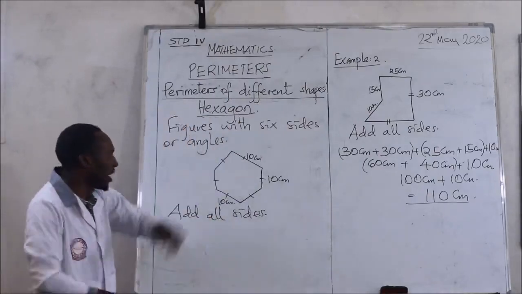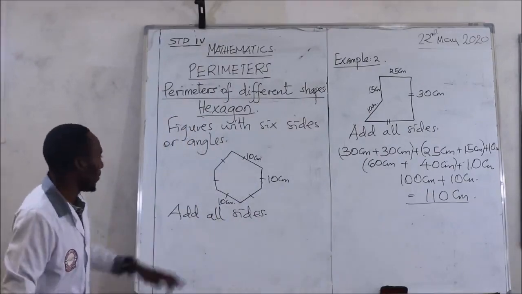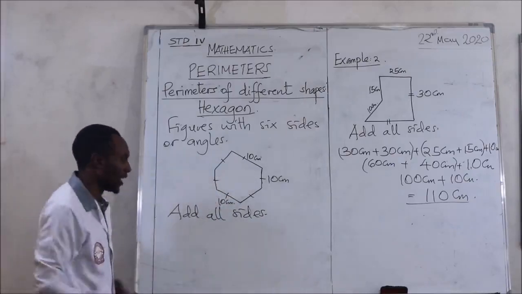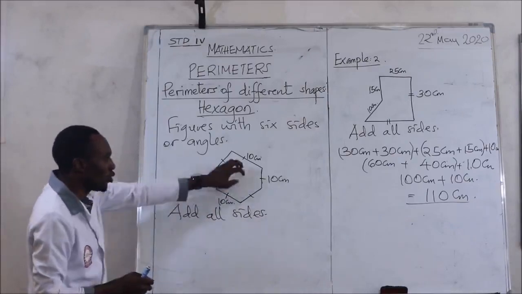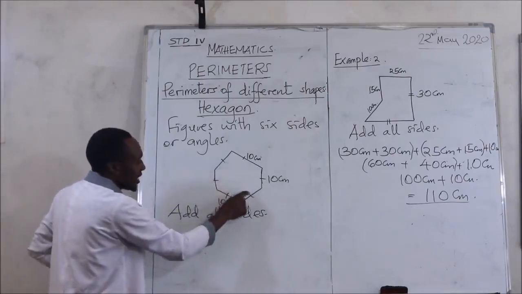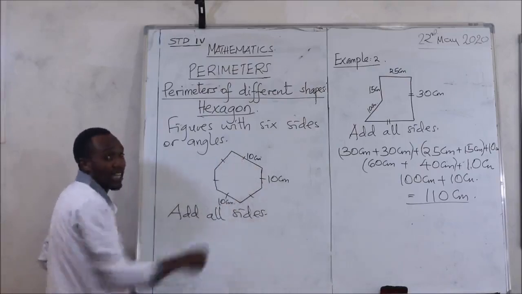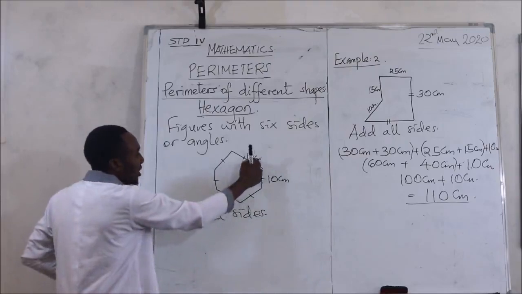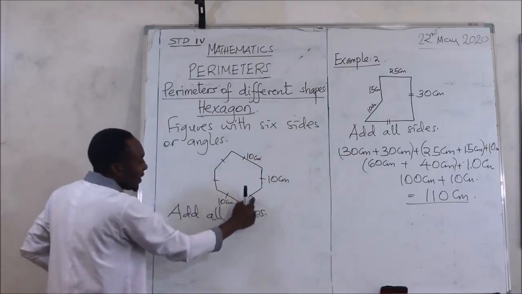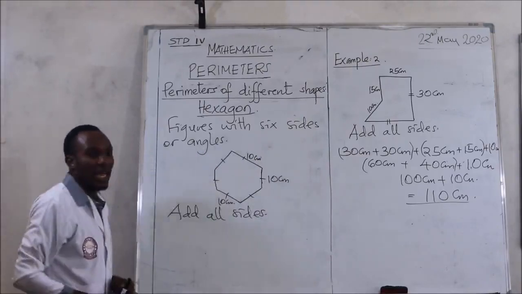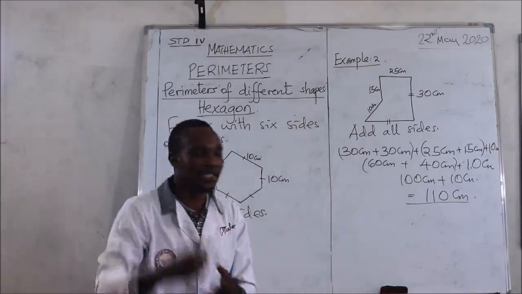So, calculate the perimeter of this hexagon. What should we do? It means that in order to get the perimeter of this figure we add all sides. But when you look at the figure, we have been given the sign. This sign indicates that all sides are equal. So if this side is 10 centimeter, the others are also 10 centimeter. All sides around the figure are equal to 10 centimeter.